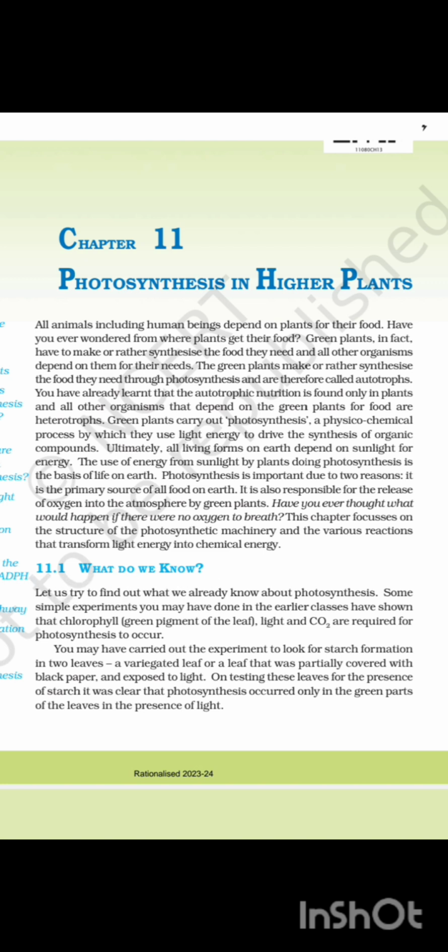11.1 What do we know? Let us try to find out what we already know about photosynthesis. Some simple experiments you may have done in the earlier class have shown that chlorophyll, the green pigment of the leaf, light, and carbon dioxide are required for photosynthesis to occur. You may have carried out the experiment to look for starch formation in two leaves, a variegated leaf or a leaf that was partially covered with black paper and exposed to light. On testing these leaves for the presence of starch, it was clear that photosynthesis occurred only in the green parts of the leaves in the presence of light.